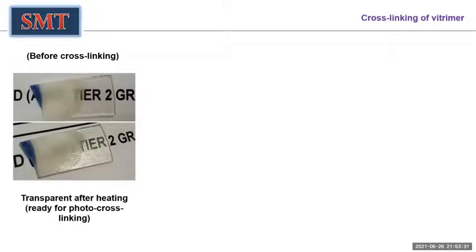Now, the very important thing is that the material must be transparent, because if it's not transparent, we won't be able to use photo cross-linking. Over here, you can see the bitumen before cross-linking, and this part is the heated area. You can see two different angles of view. You can see here and here, the material is transparent. So it's just right for photo cross-linking, or photo-induced heat cross-linking.